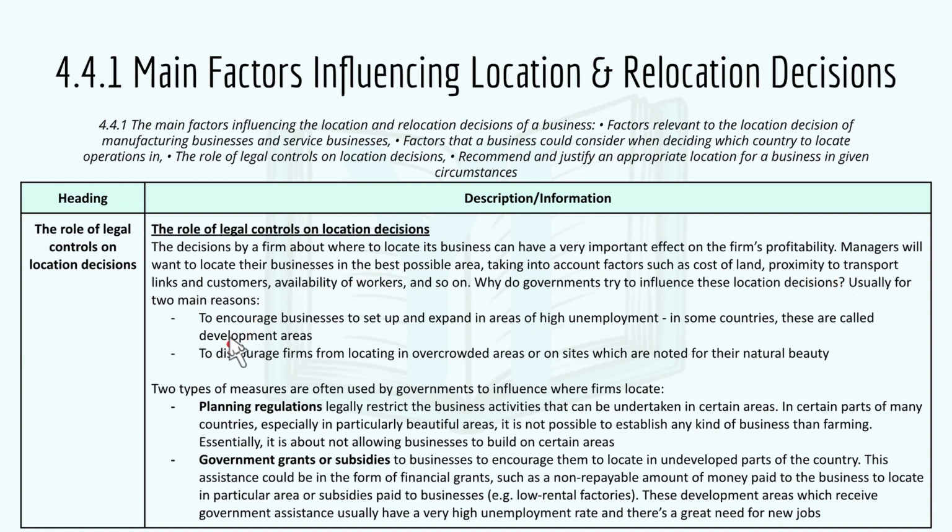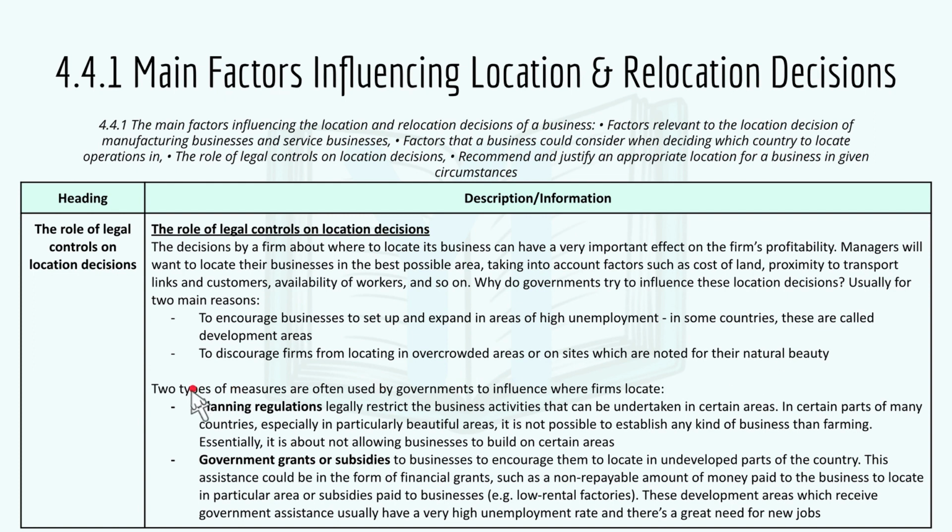Number one, to encourage businesses to set up and expand in areas of high unemployment, and in some countries these are called development areas. Number two, to encourage firms from locating in overcrowded areas or on sites which are noted for their natural beauty.